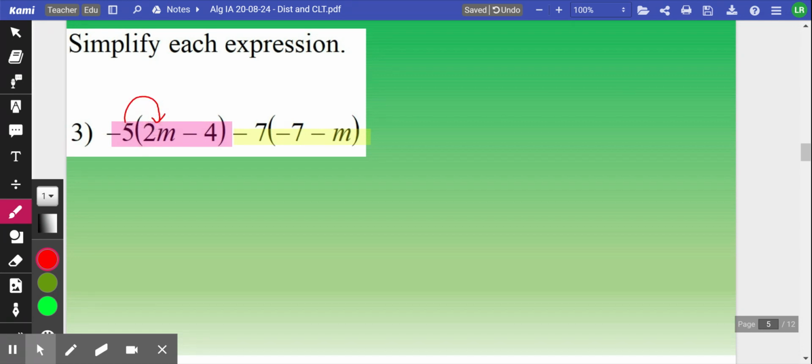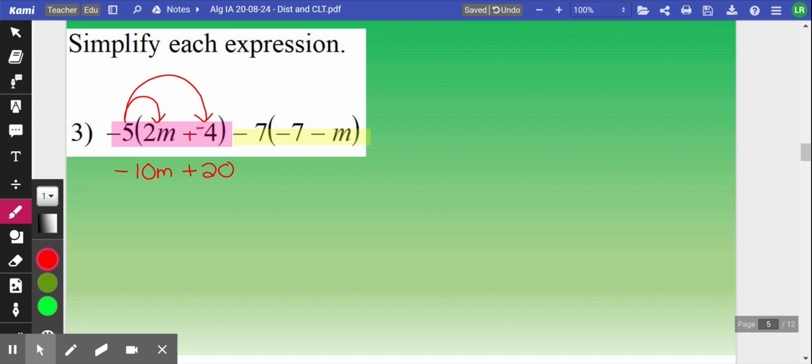-5 times 2m is -10m. -5 times, what's this number here? -4. So negative times a negative, +20. And so it's very important that we're seeing those as positive, negative correctly.